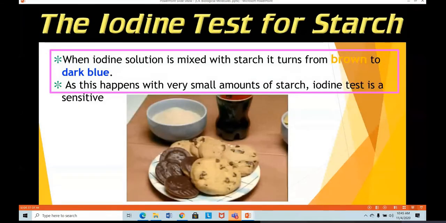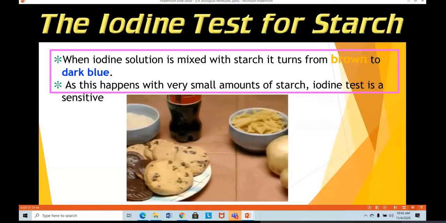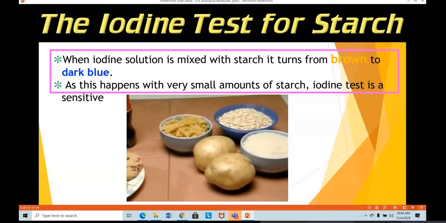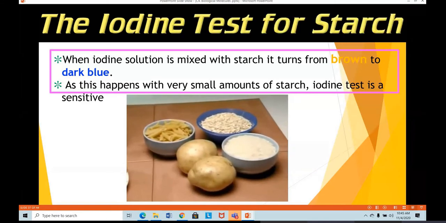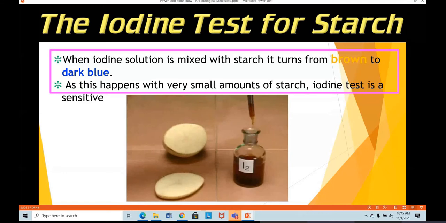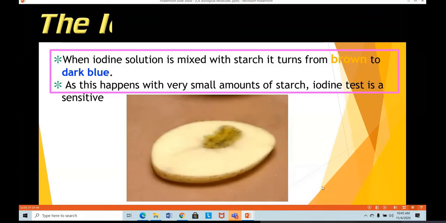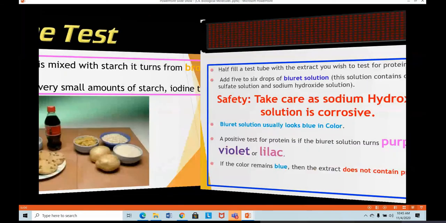Now who is going to talk about the iodine test for starch? Read out from the slide here. When iodine solution is mixed with starch, it turns from brown to dark blue. As this happens with a very small amount of starch, the iodine test is sensitive. Very good. So you can see the test over here clearly, how they are doing this test, ladies.